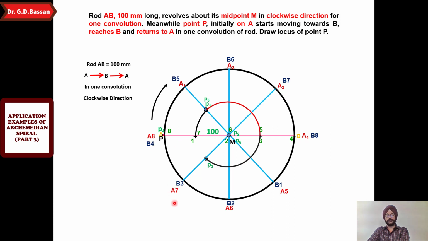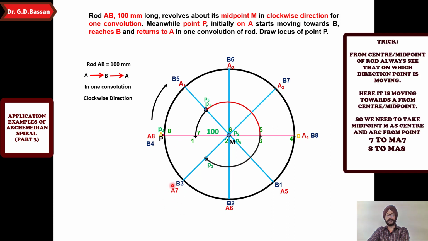So we have to take the A7 point. As we are going towards the A side, A7 will be here, so P7 will be the point here. And where is your P8 point? That is the end point here, that is our P8 point. Join all these points with a smooth curve. The two curves are overlapping each other in this particular example.